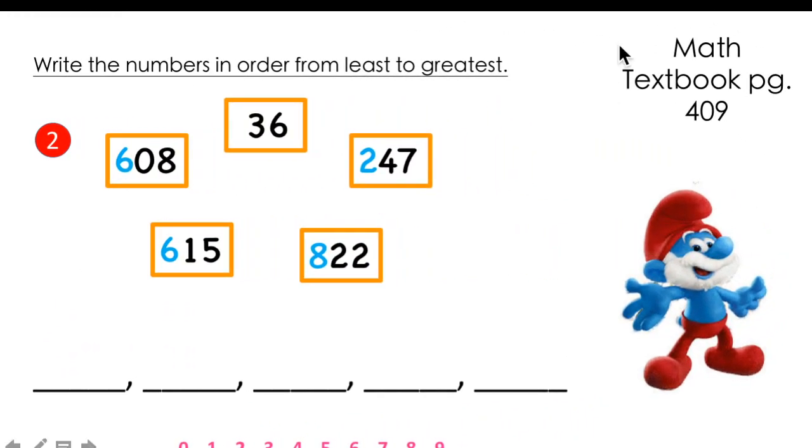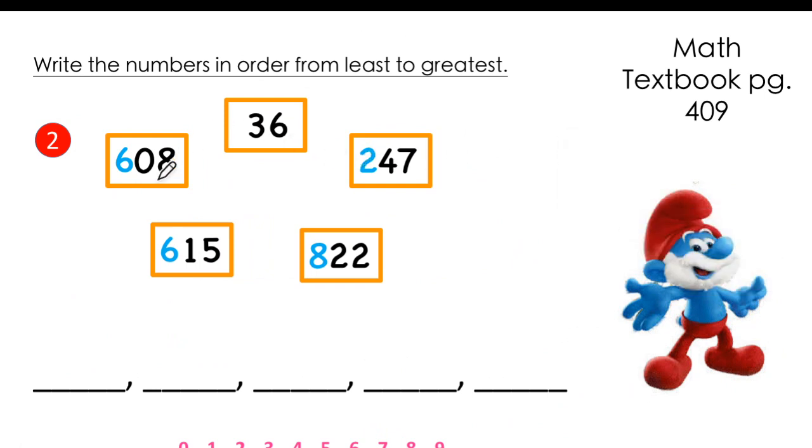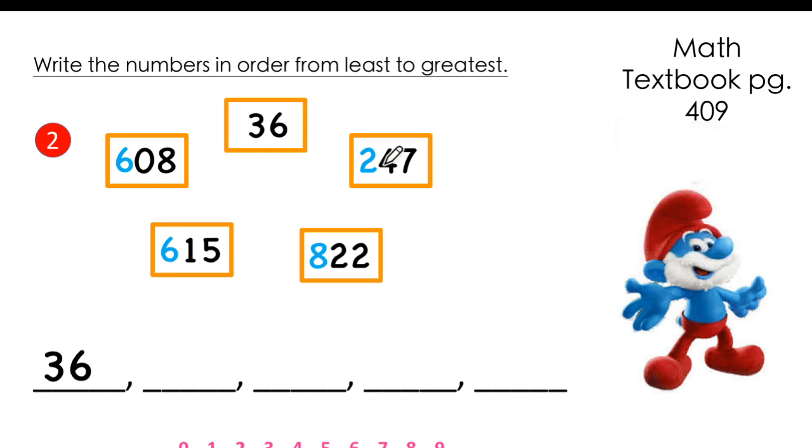Number 2. We have the same numbers here. Don't forget, I already highlighted the hundreds digits for you. As you can see, this number has no hundreds digit. Do you know what that means? It means that this number is the least number because a number with 2 digits is smaller than any number with 3 digits. So this number will be the first one. Now, let's go in order from the least to greatest.